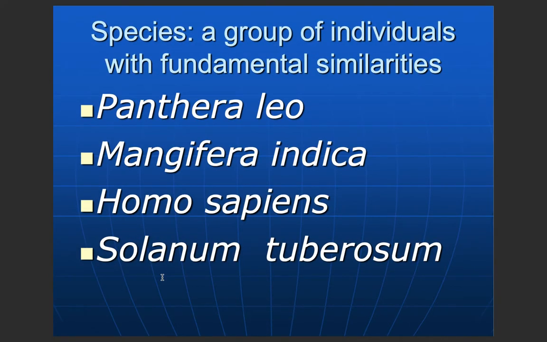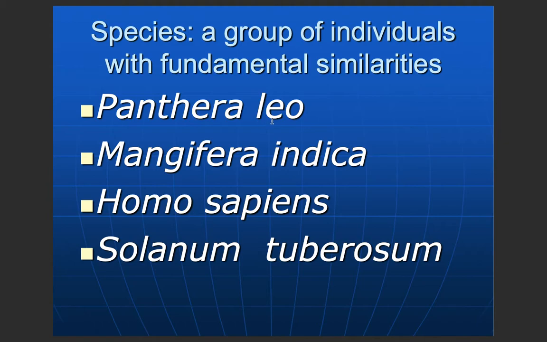Now, try to understand the word species in this taxonomical category. Species is a group of individuals with fundamental similarities, and with these fundamental similarities, they can breed among themselves. That is also one of the important parts of the definition of species. A group of individuals with fundamental similarities which can interbreed among themselves.